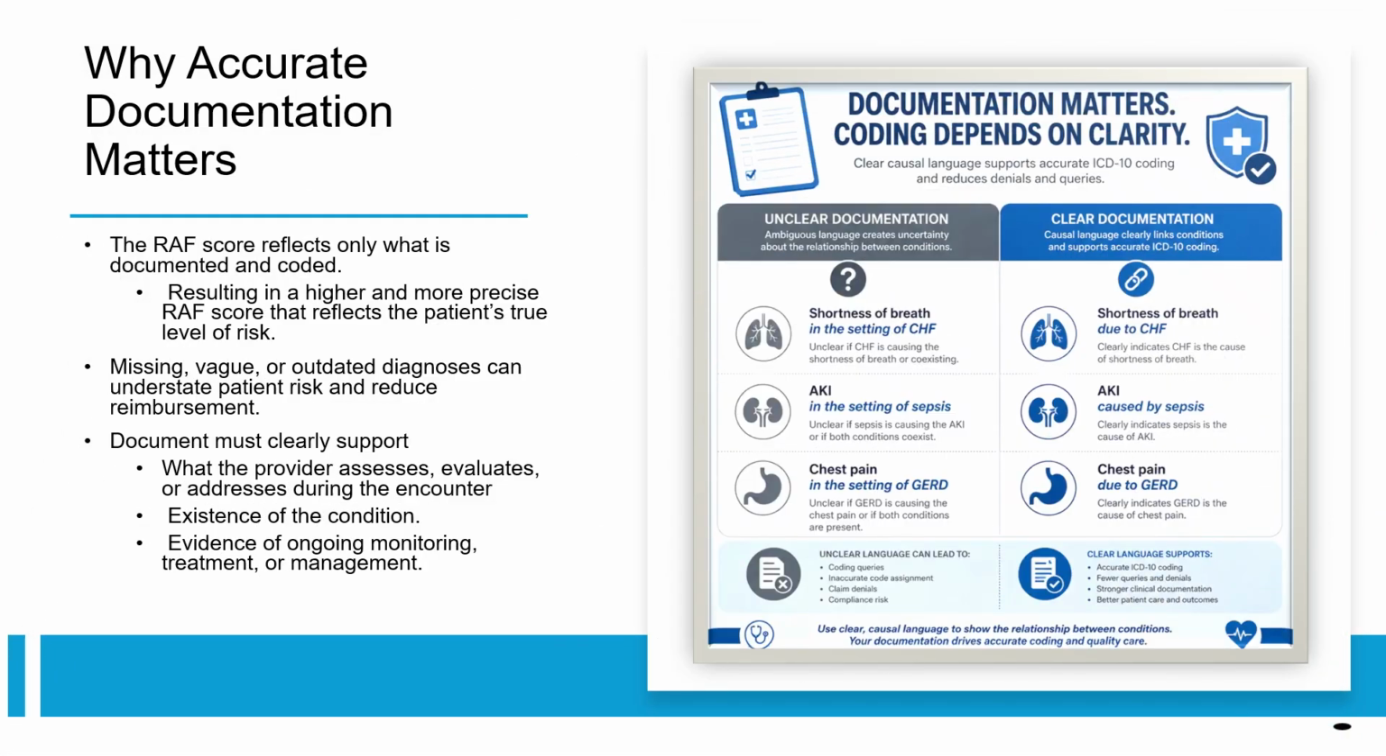Why accurate documentation matters. RAF scores reflect only what is documented and coded, resulting in a higher and more precise RAF score that reflects the patient's true level of risk. Missing, vague, or outdated diagnoses can understate patient risk and reduce reimbursement. The document must clearly support what the provider assessed, evaluated, or addressed during the encounter: existence of the condition, and evidence of ongoing monitoring, treatment, or management.